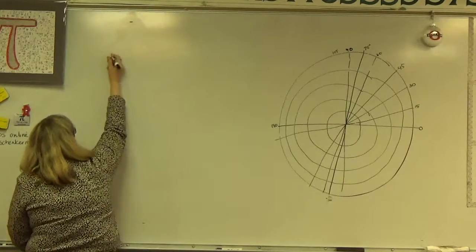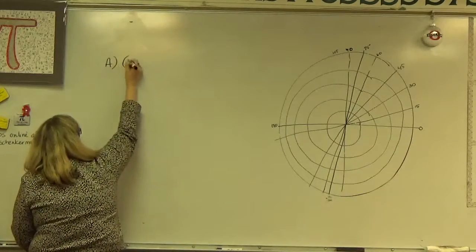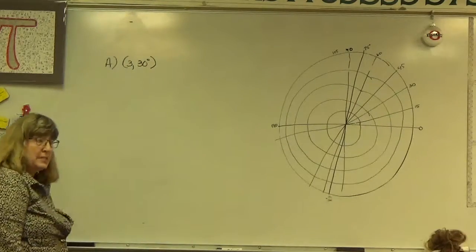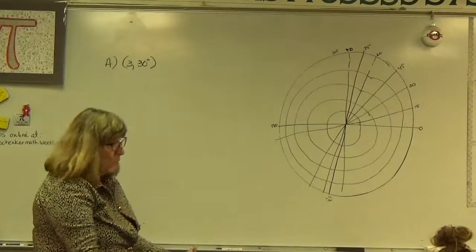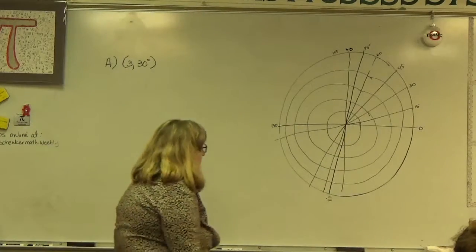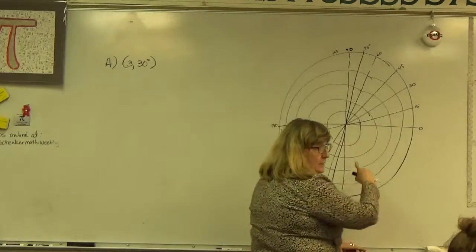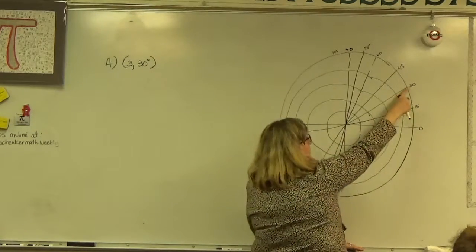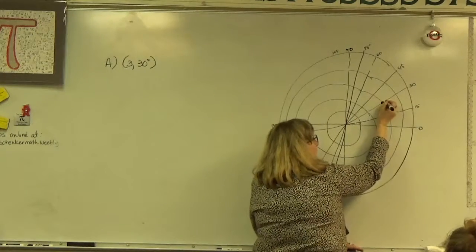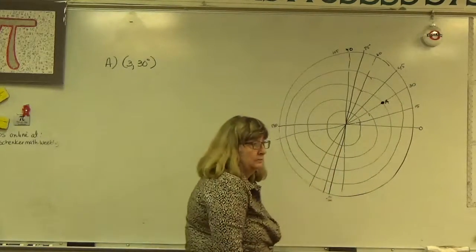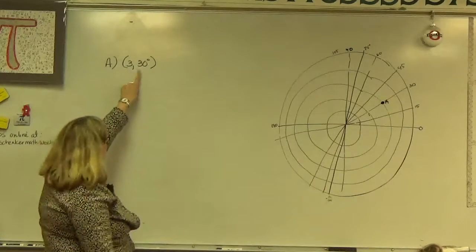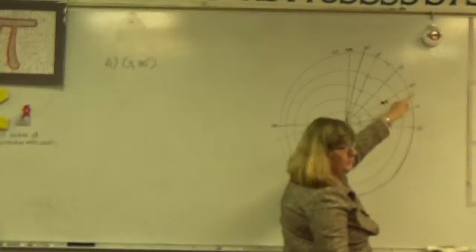So let's say I have A is 3, 30 degrees. So this one's an easy one because it's already what it needs to be. It's in degrees. So where is 30 degrees located? I chose that one because it's easy, because I've already got mine. Here's 30 degrees and I want to go out 3 radiuses. So that would be point A. 3 means I go out 3 radiuses, and 30 degrees has to be on the 30-degree line.